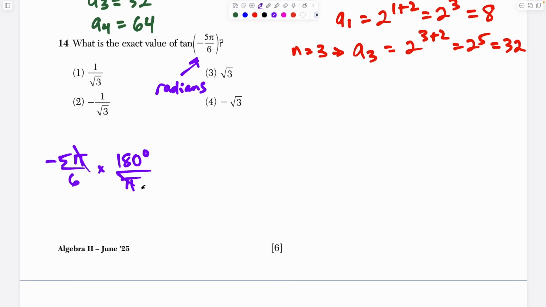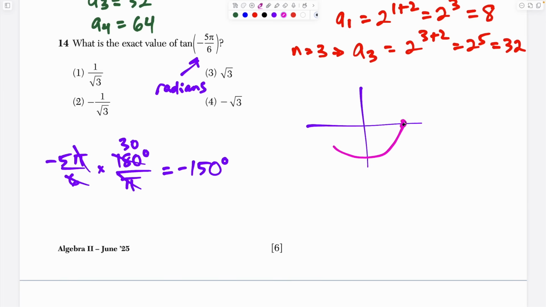And then pi over pi cancels. I could do 180 divided by 6 is 30, and then negative 5 times 30 is negative 150. So we have a negative 150 degree angle here. So I just spin like this. Okay, I'm going this way. Let me just make that a little neater.